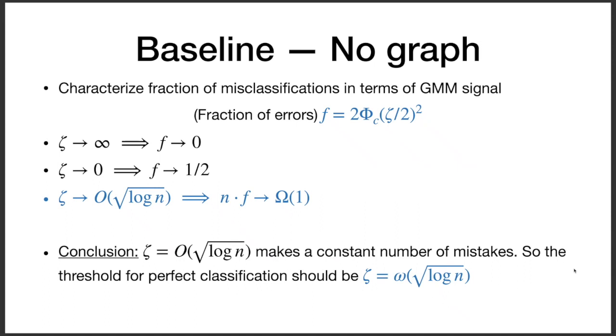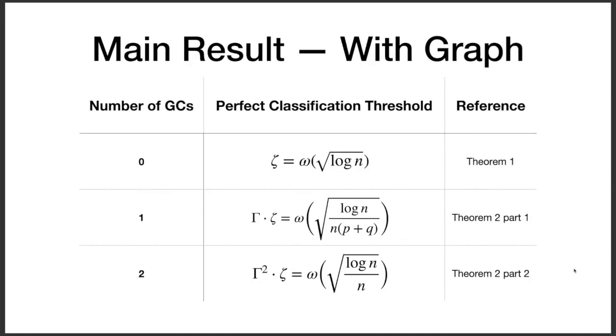From this intuition, we conclude that to perfectly classify the data without using the graph structure, the signal needs to scale faster than square root log n. So now our main result compares the performance of neural networks with one and two convolutions with classifiers that do not use the graph. So we provide the fundamental thresholds here for networks with one and two graph convolutions to be able to perfectly classify the data.